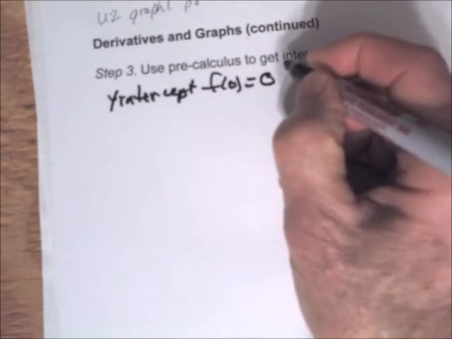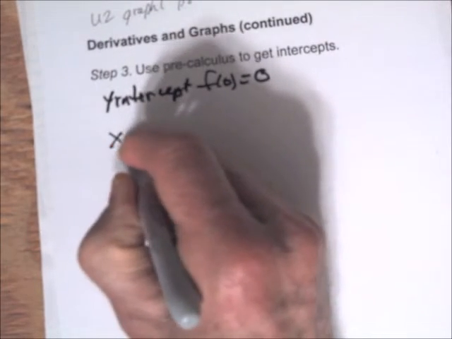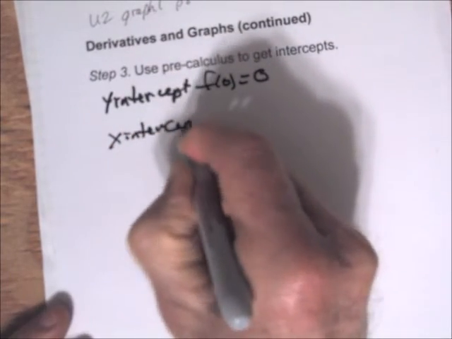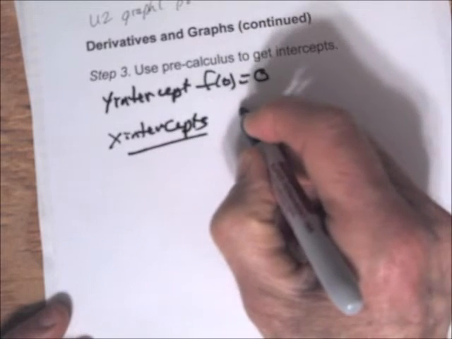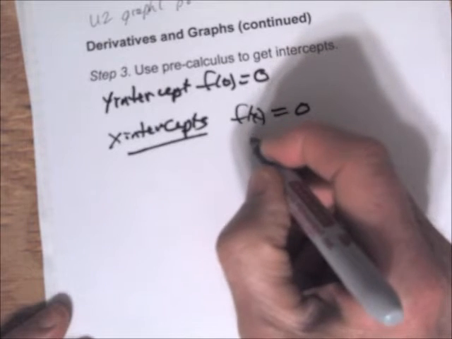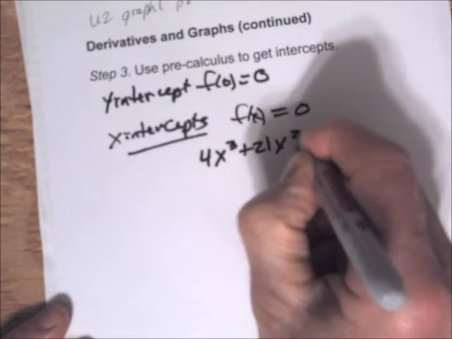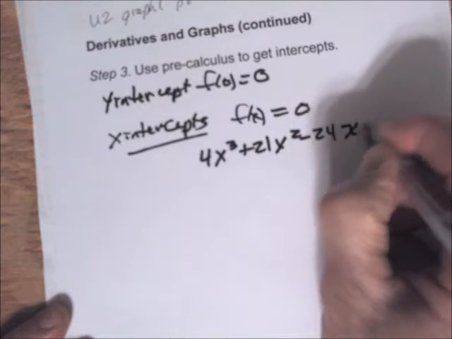So the intercepts, let's say, the y-intercept is f of 0. f of 0 is going to be 0, so that's the y-intercept. The y-intercept occurs when x is 0. For x-intercepts, you want to solve f of x equals 0. That's when x-intercepts occur, when y is 0. So we have 4x cubed plus 21x squared minus 24x equals 0.